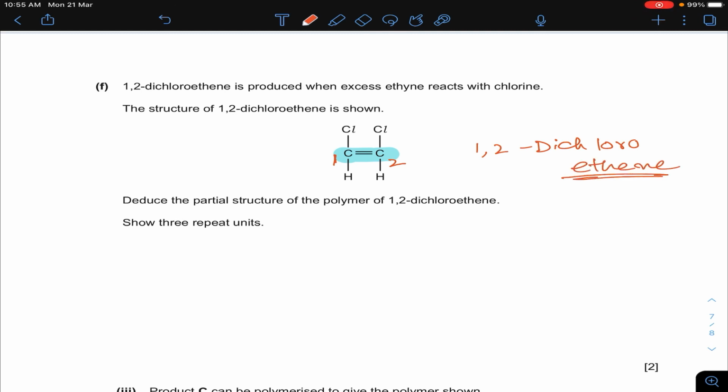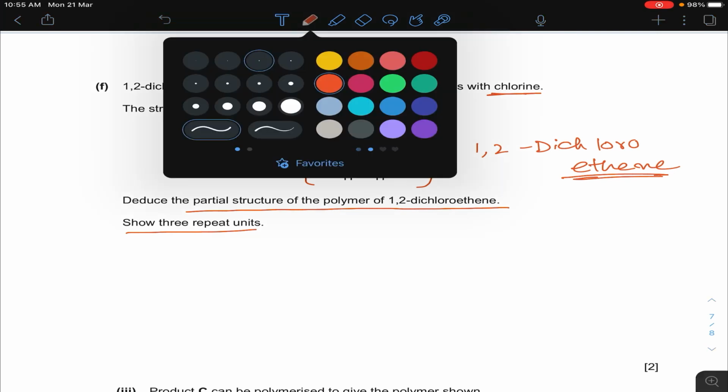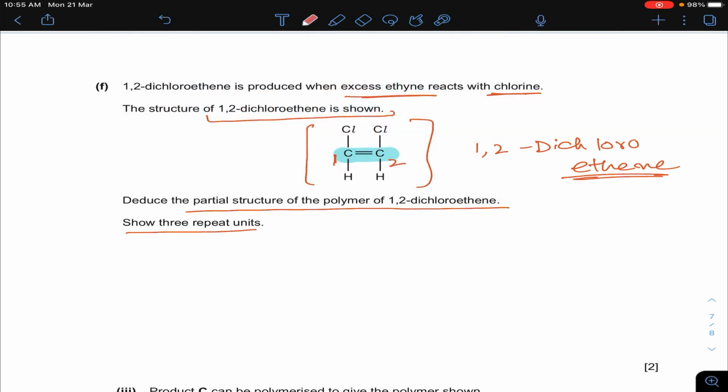It is produced when excess ethyne reacts with chlorine. The structure of 1,2-dichloroethene is shown. So this is the structure of 1,2-dichloroethene. Deduce the partial structure of the polymer of 1,2-dichloroethene. Show 3 repeat units. So we just have to draw the polymer which would form from this monomer, and we have to draw 3 repeats.